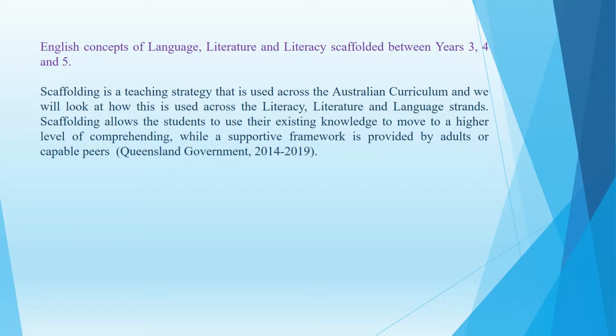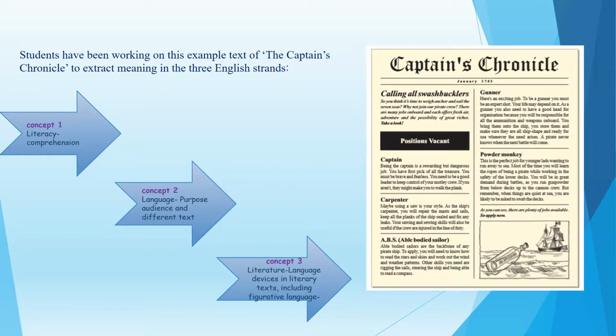Scaffolding is a teaching strategy that is used across the Australian curriculum, and we will look at how this is used across the literacy, literature, and language strands. Scaffolding allows the students to use the existing knowledge to move to a higher level of comprehending, while a supportive framework is provided by adults and capable peers. Students have been working on this example text of the Captain's Chronicle to extract meaning in the 3 English strands.